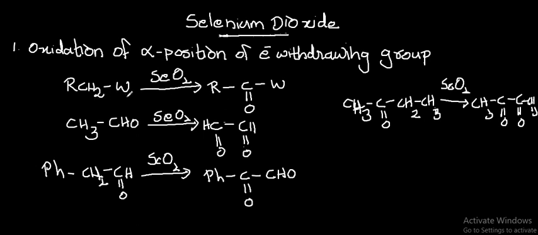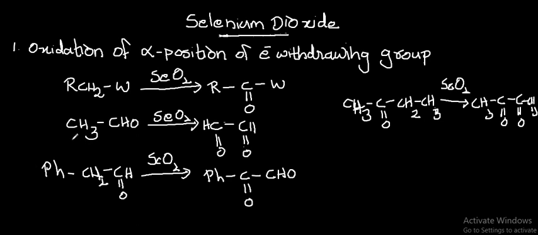In general, we can write RCH2W. Here, W represents an electron withdrawing group. In the presence of selenium dioxide, the alpha position of the electron withdrawing group, that is the CH2 group, will get oxidized into C=O, and the resultant product will be RC=O W. Here W is the electron withdrawing substituent.